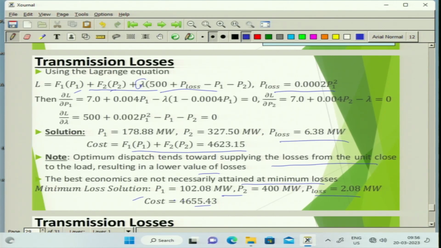You see here, with minimum loss, you are getting a cost higher than the previous cost of 4623.15. Here the objective was to reduce the overall cost, so losses could be higher. Here the loss is 2.08 megawatt, so the loss is less whereas the cost is higher. There the loss is higher, and the cost is less. What is your objective? If you are okay having lesser loss but increased cost, then you can take a suitable call. But generally economic load dispatch means we reduce the overall cost of operation.